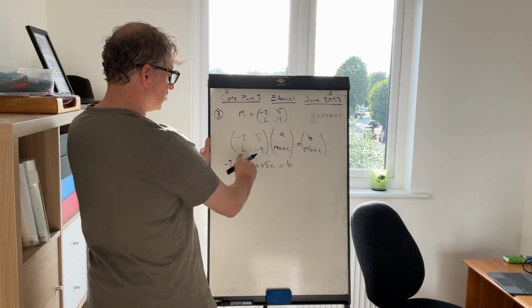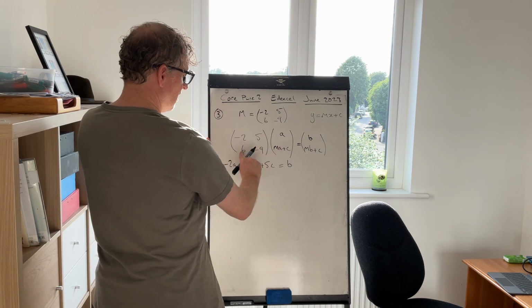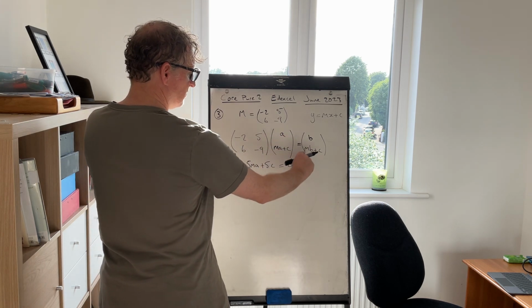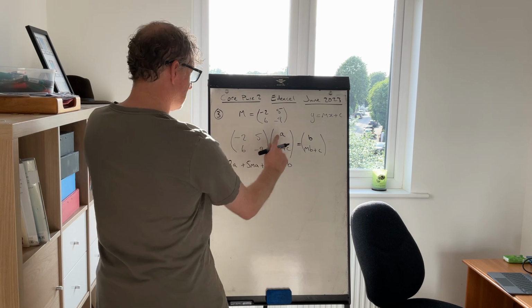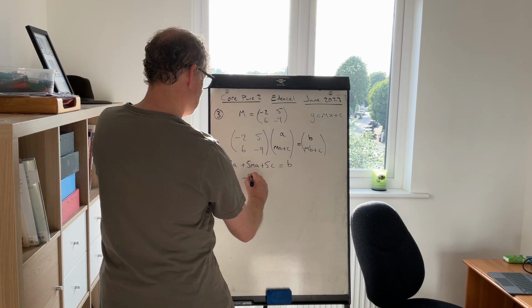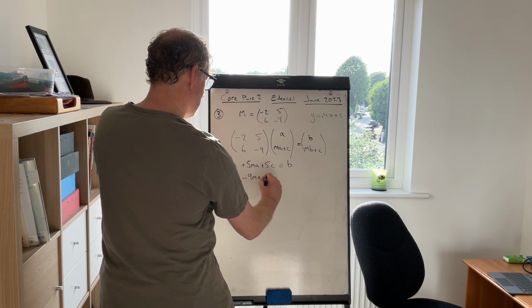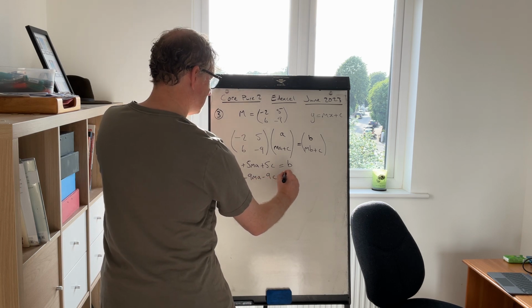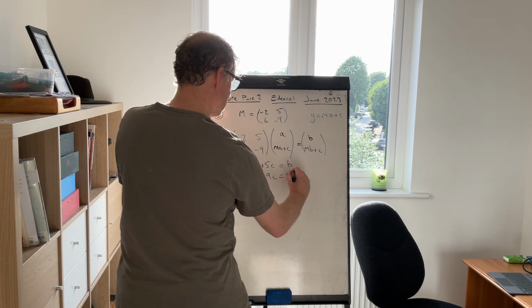Then, for our second term, that row times that column should give us that. So 6 times a, 6a. Minus 9 times that is minus 9ma minus 9c. And that's going to equal mb plus c.